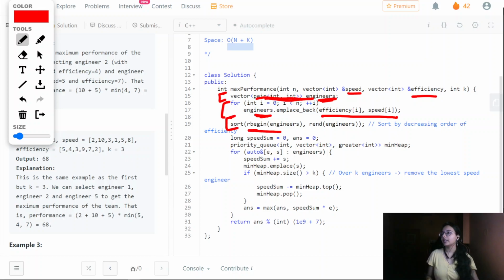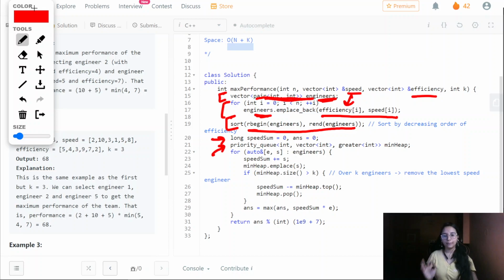And next we are sorting them. We are sorting in decreasing order of efficiency, because efficiency is the first in that pair, right? Then we are taking this speed sum. This speed sum will help us to get the sum, so that at the end we can easily multiply our efficiency with the same.